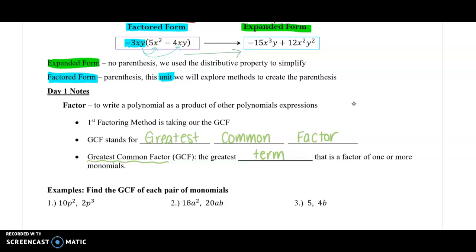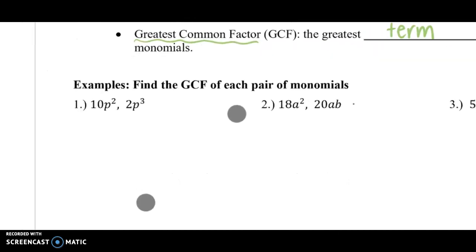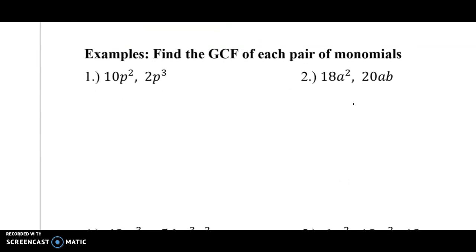The first thing we're going to focus on is just finding the GCF when we're given monomials. If you remember, a monomial is just one term. There's no addition or subtraction involved, it's just single terms. So all of these down here that we are looking at are monomials. The example says find the GCF of each pair of monomials. If we look here at number 1, I want to know the greatest term, number and variable possibly, that can go into both of these monomials.